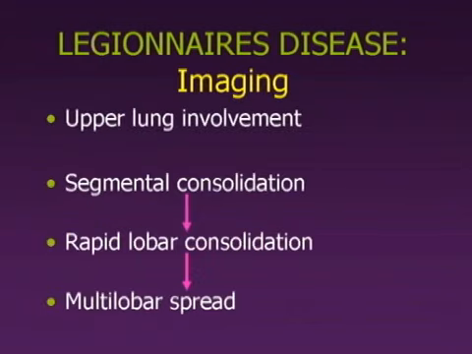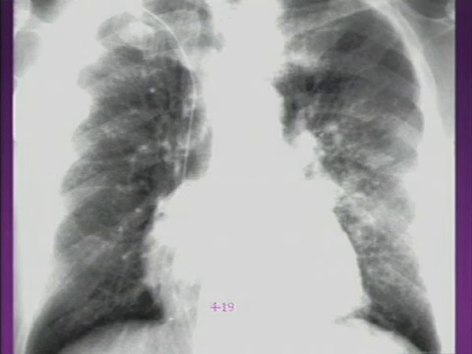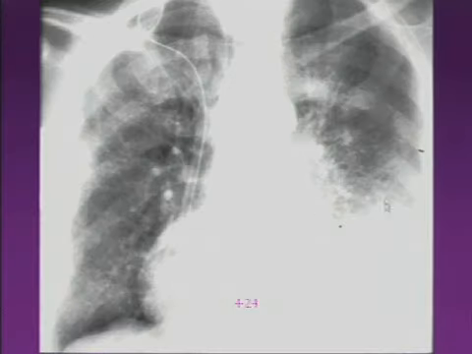The imaging is generally consolidation in the upper lungs, starts out segmental, rapidly progresses to lobar consolidation, and rapidly becomes multilobar and bilateral. So we have a patient with patchy areas of segmental and subsegmental consolidation on the 19th, which by the 24th has progressed to dense consolidation with a pleural effusion.